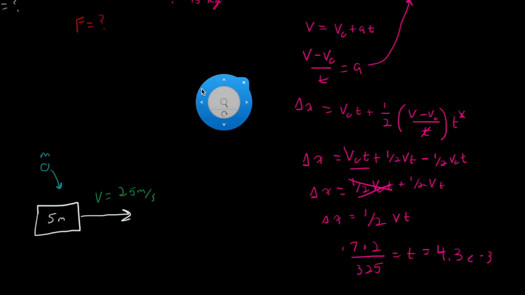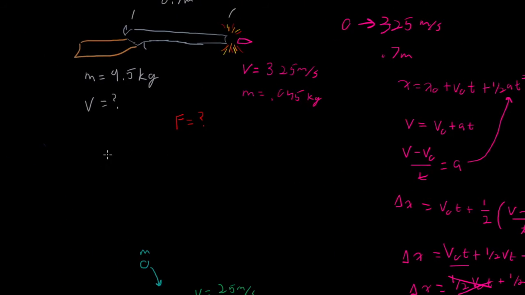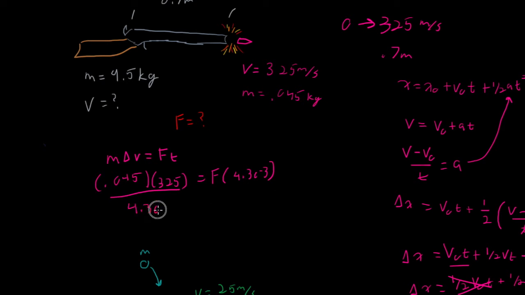And now I can take that back up here, and I can use that to solve for my force. My mass here is going to be the mass of the bullet, because I'm considering the change in momentum of the bullet. When I do that, I get my force being equal to 3,401 newtons. That's the force being applied to that bullet.